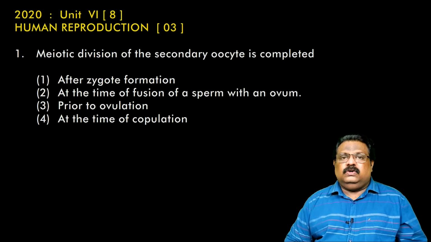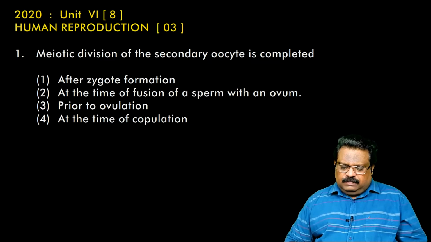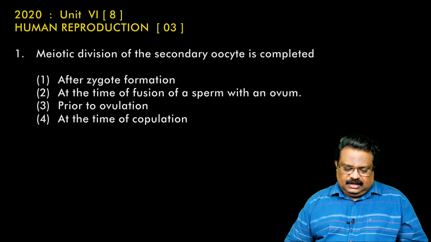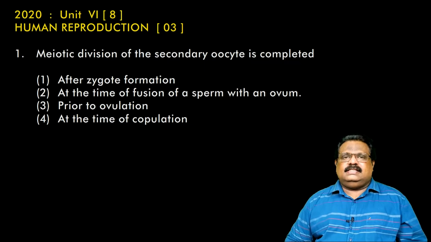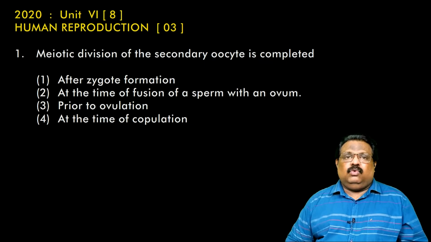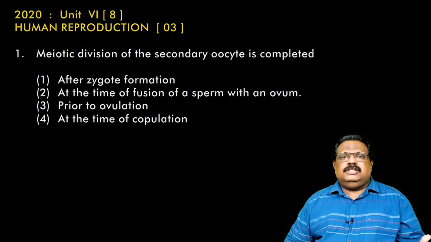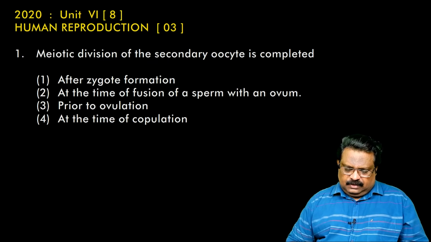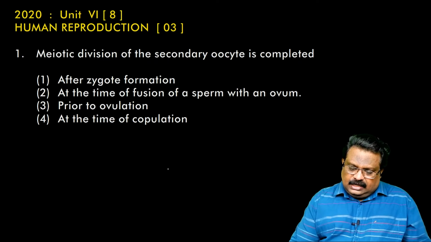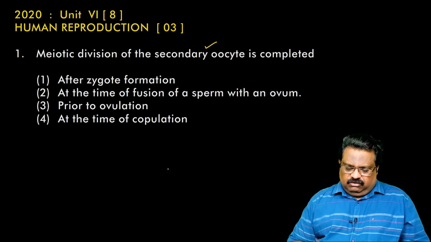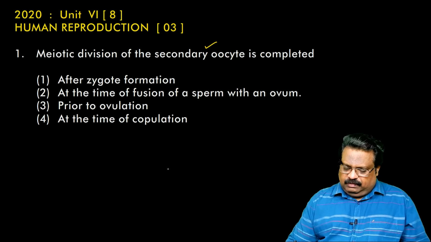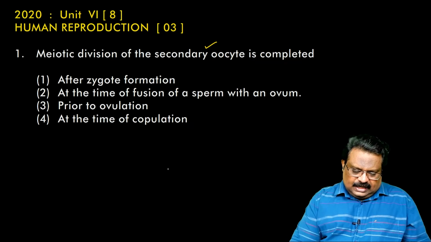From human reproduction also, three questions were asked in 2020. The first question: the meiotic division of the secondary oocyte is completed. Actually, the secondary oocyte is considered to be the stage at which fertilization takes place. During ovulation also, the Graafian follicle bursts so as to release the secondary oocyte. So ovum means the secondary oocyte. The meiotic division of the secondary oocyte is completed when the sperm fuses with the ovum. That is at the time of fertilization. So that is the correct answer.